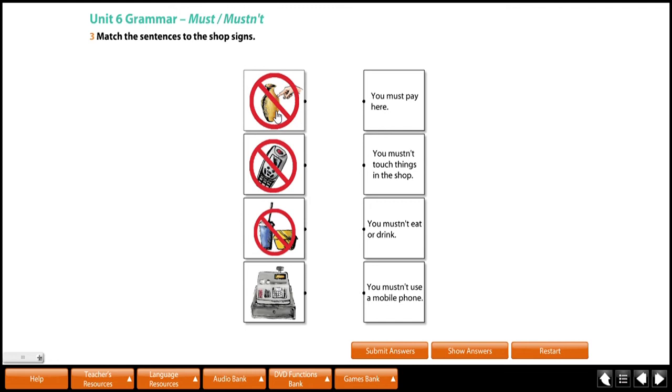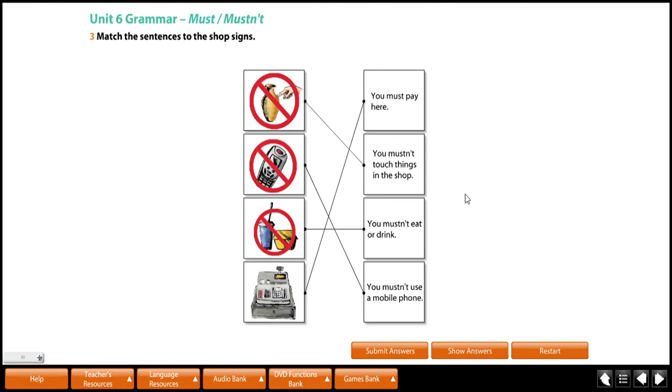The first sign is talking about what? You mustn't touch things in the shop. The next forbidden sign is talking about that you mustn't use a mobile phone. And the last forbidden sign is talking about that you mustn't eat or drink. The last one is the binding sign, and it means you must pay here.